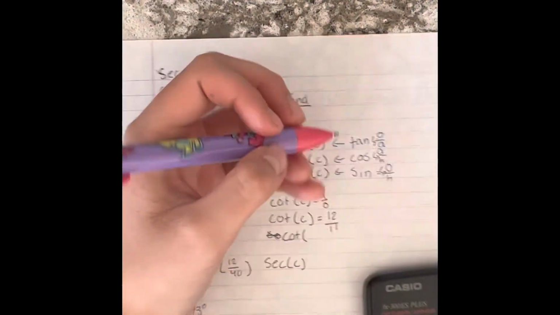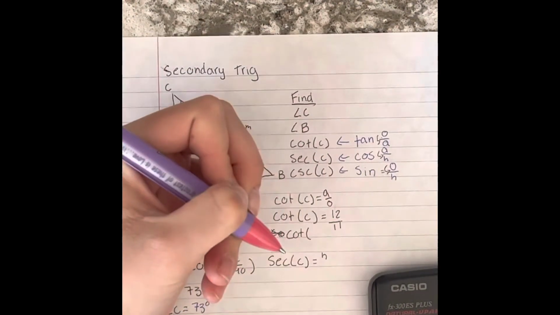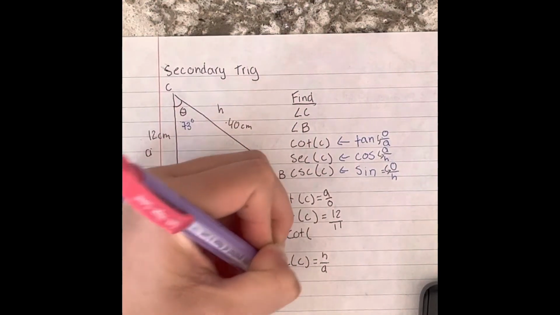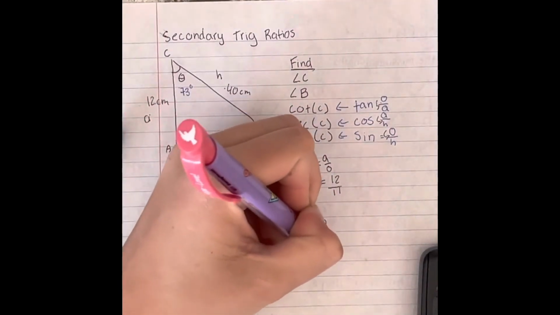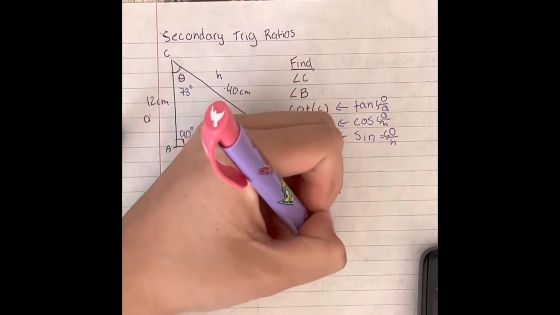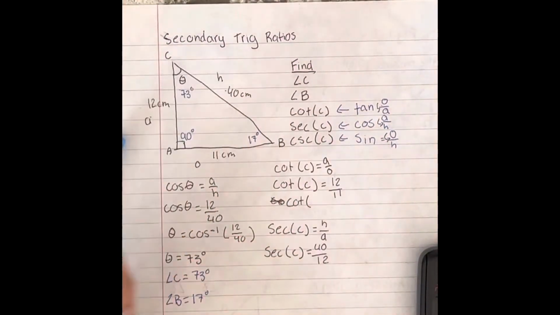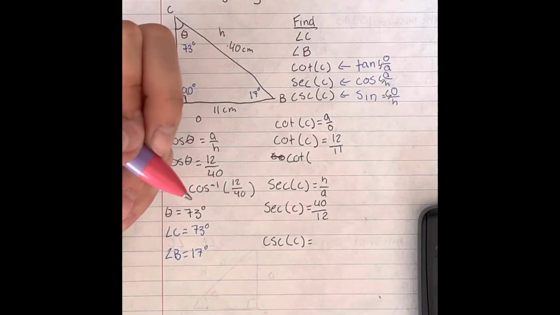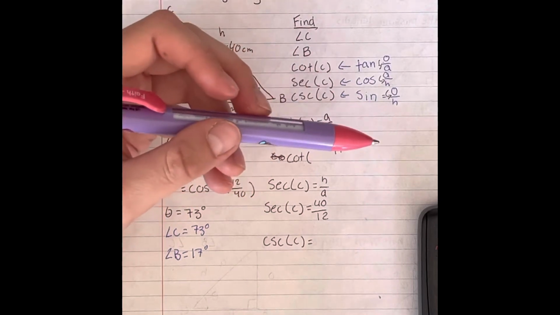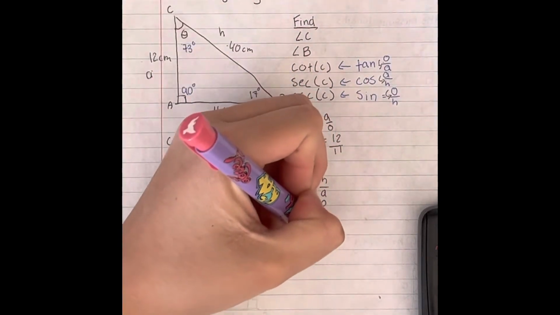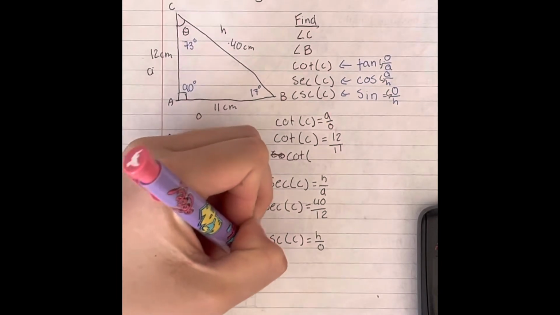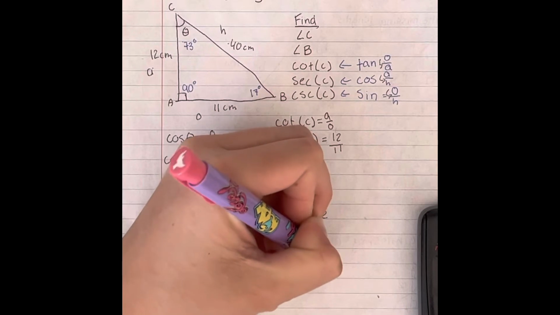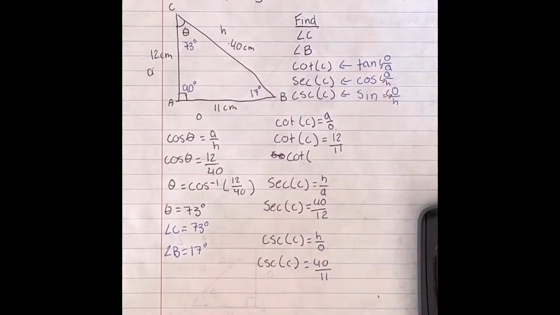We're leaving it in ratio form, so now moving on to secant of angle C. I'm just writing out that it is hypotenuse over adjacent, and we see those numbers in our triangle there, so the ratio is 40 over 12. Now to move on to cosecant of angle C. I know that it equals the hypotenuse over opposite, and then I'm looking at my triangle and filling that out. It's 40 over 11 as the ratio.